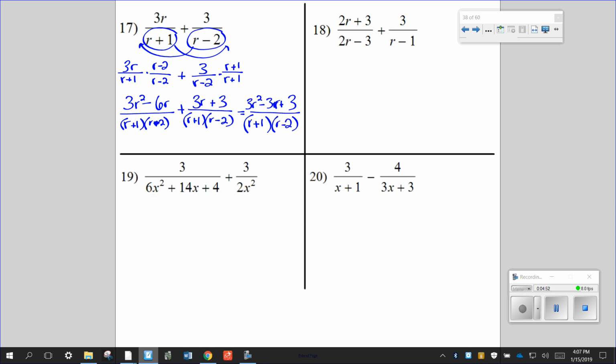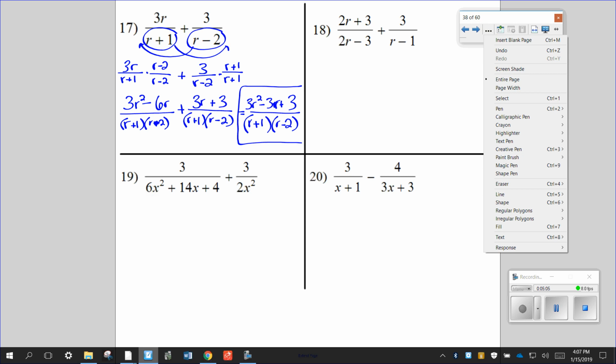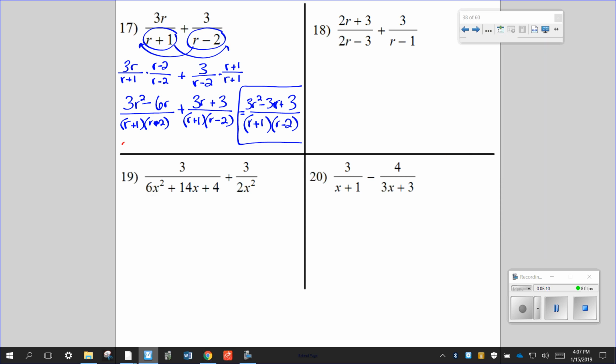Now, if we wanted to be completely sure that this was simplified, we could factor the numerator and make sure that we don't have any common factors. I don't have a whole lot of space here. I'll do that out to the side maybe. So if I were factoring the numerator, I'd factor out a 3. And then I need factors of 1 that add up to negative 1. I can't do that, so I can't factor it, which means that this is my simplified answer.